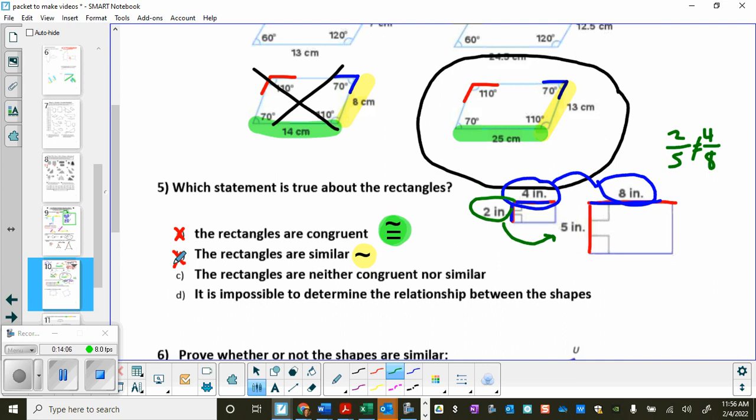All right, looking at answer choice C, we just determined, well, they're not congruent and they're not similar. So there we go. And we can definitely determine the relationship between the two shapes. Like I can certainly prove right here that they're not equal, and I can certainly prove that they're not congruent. So we definitely know how to determine this, so we can certainly also eliminate that. We definitely know how to figure it out. They just happen to be neither congruent nor similar here. Okay, so this one was neither.